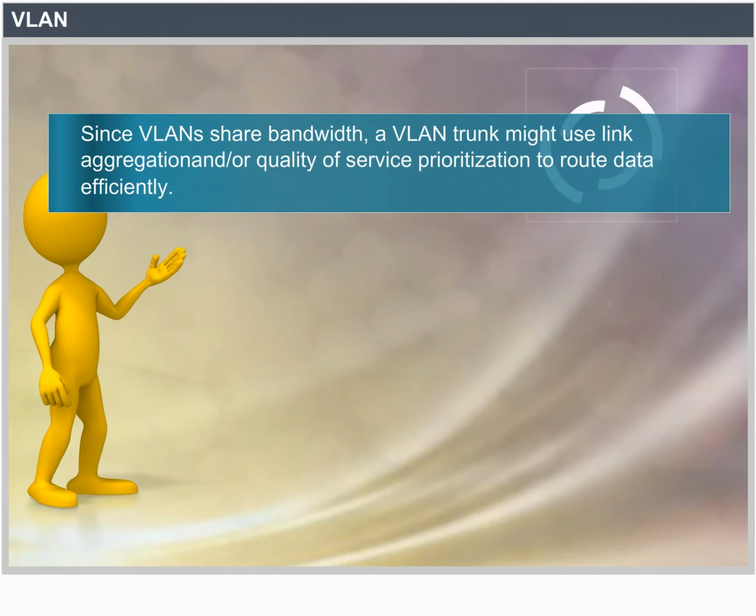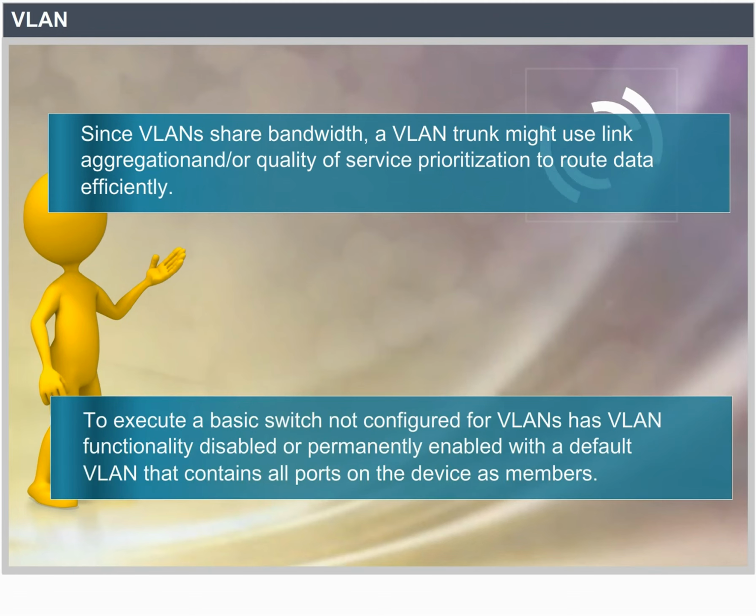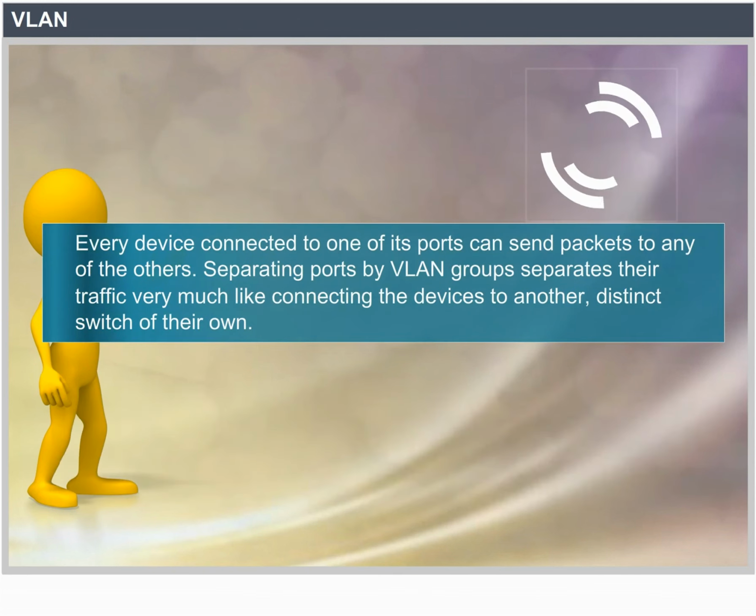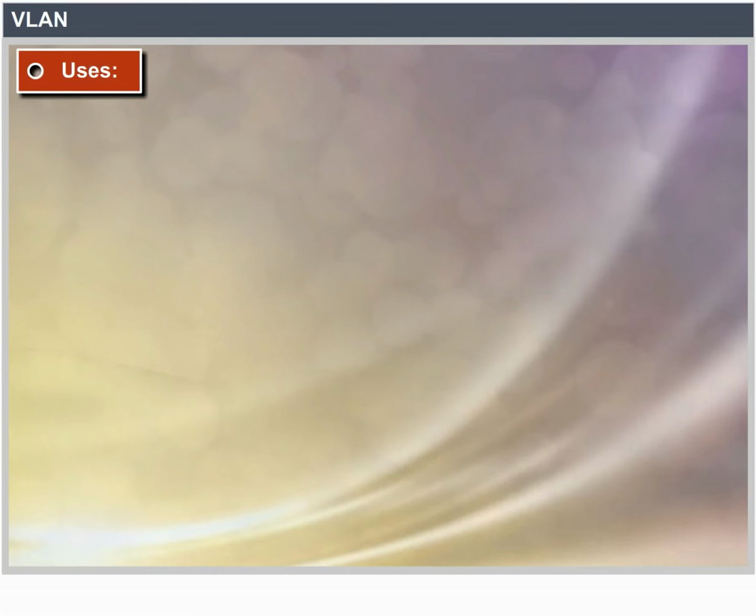A basic switch not configured for VLANs has VLAN functionality disabled or permanently enabled with a default VLAN that contains all ports on the device as members. Every device connected to one of its ports can send packets to any of the others. Separating ports by VLAN group separates their traffic very much like connecting the devices to another distinct switch of their own. Uses. VLANs address issues of scalability, security, and network management.